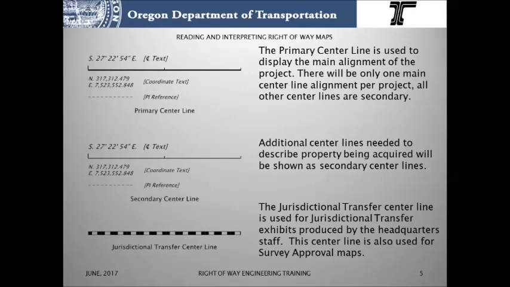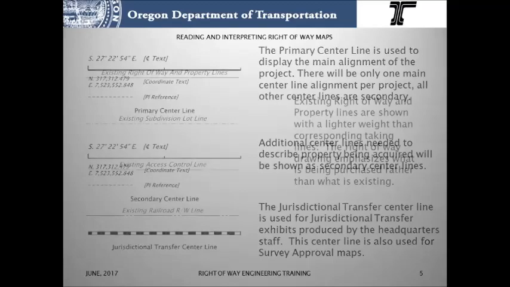Now, there's a third center line. You find this on the drafting task menu, and that's a jurisdictional transfer center line. And we use that for our JT exhibits. That's produced by headquarters when we transfer a highway to another agency, a city, or a county. It's also used for survey approval maps, but you will not see that on a standard right-of-way map.